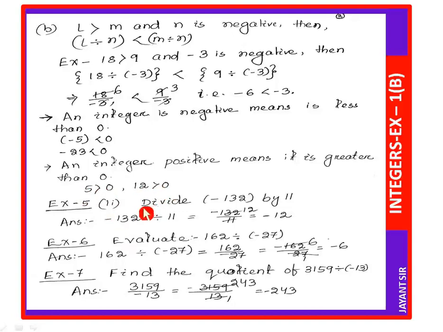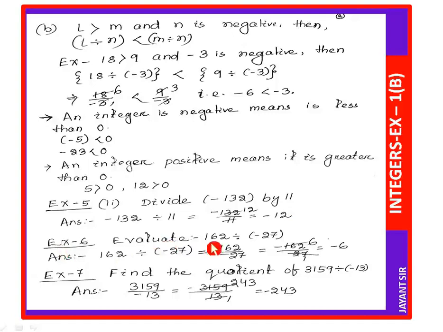Example 5: divide minus 132 by 11. So the answer is minus 132 divided by 11. 11 ones are 11, 11 twos are 22, so minus 12.